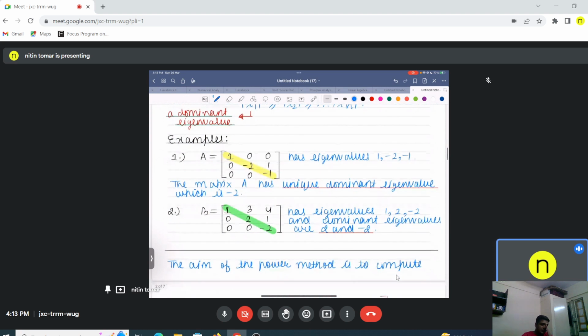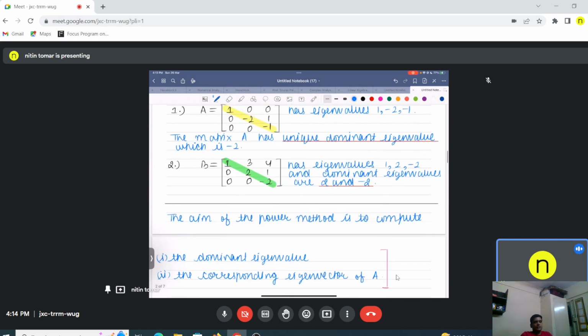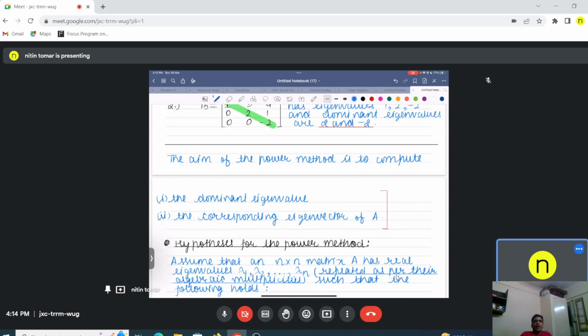Again, some examples we saw to realize that there can be cases when we have a unique dominant eigenvalue, and there will be some cases where the dominant eigenvalue is not unique. Now, with this in mind, we started with the power method, and the aim of the power method is to compute the dominant eigenvalue and the corresponding eigenvector of A. So what is a power method? Any method starts with certain assumptions, certain hypotheses. So the power method starts with 3 hypotheses.